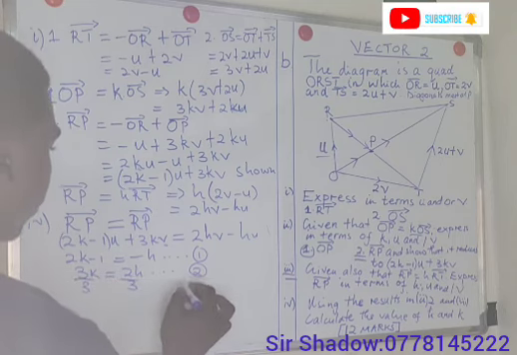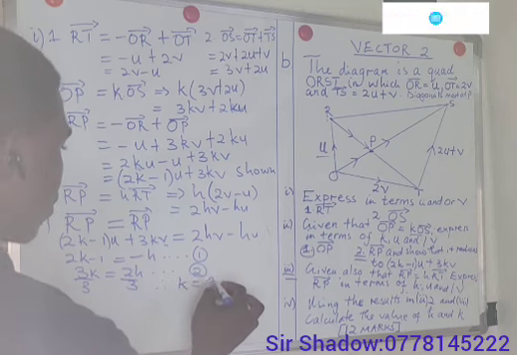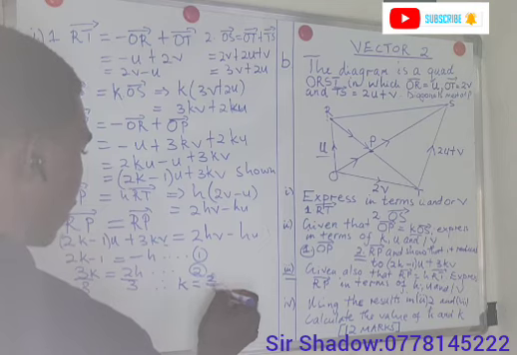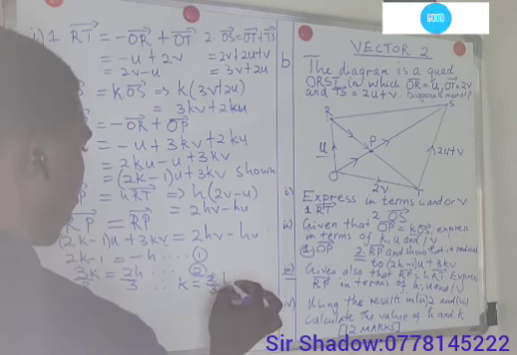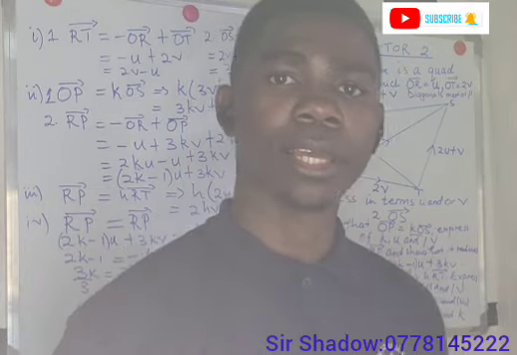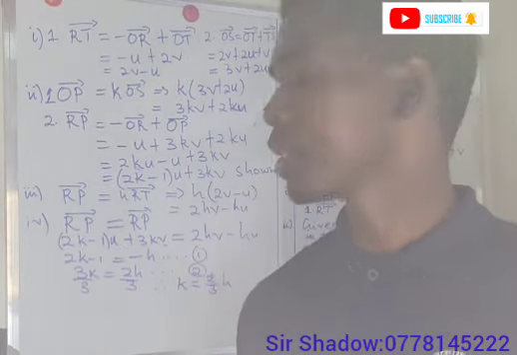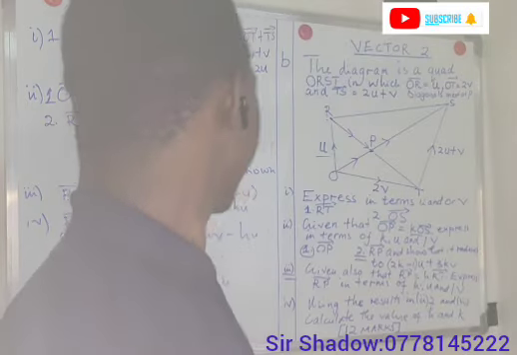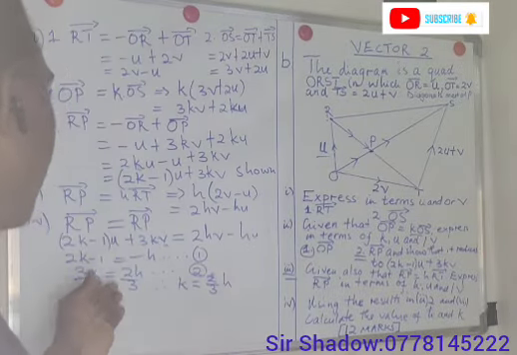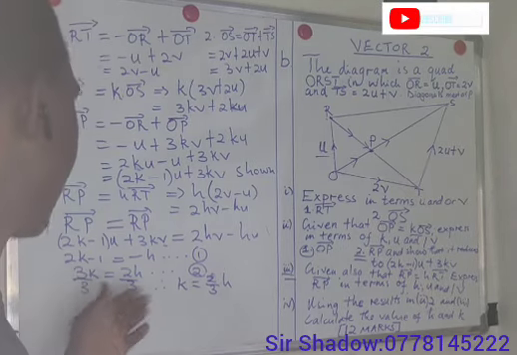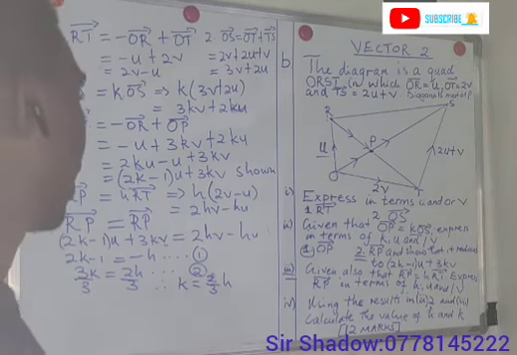Therefore k is equal to 2 over 3 h. I just made k the subject of the formula. I just divided both sides by the coefficient of k, which is 3, so k is equal to 2 over 3 h.